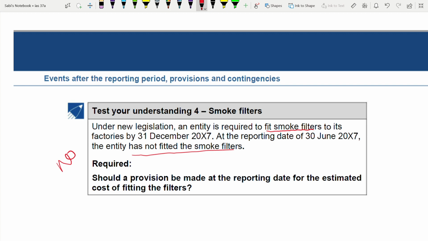Why? This is future expenditure. This is your third situation. You do not recognize a provision for future expenditure because there has been no obligating past event. Have you fitted the smoke filter in the past? No. So there is no past event. There is no obligation to fit the smoke filter. So no provision. Now we will be moving on to the fourth specific situation, that is environmental provision.